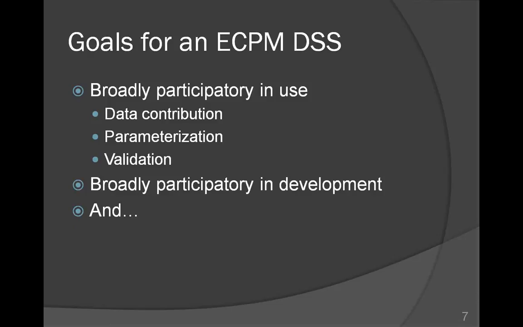So some of the goals for this decision support system, forgive the old acronym there, that stood for, well, we won't even go into that. Engaged conservation planning and management, that was the old acronym. But the idea behind it is that we want it to be broadly participatory in use for a variety of reasons, which I've presented at a different presentation, but we won't go into it now. Allowing people to provide data contribution, parameterization, and also validation. So really opening things up to the citizen science angle.